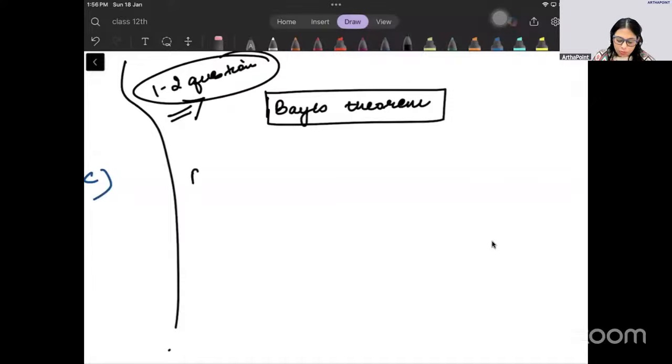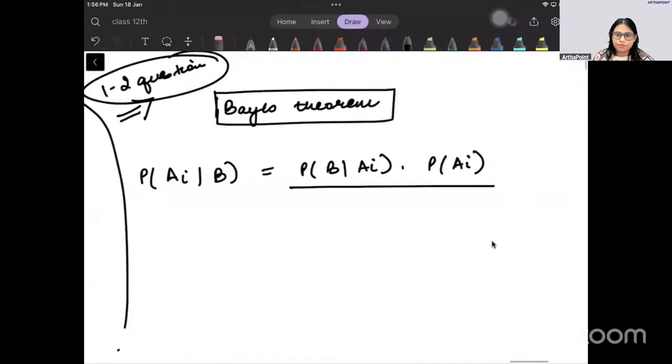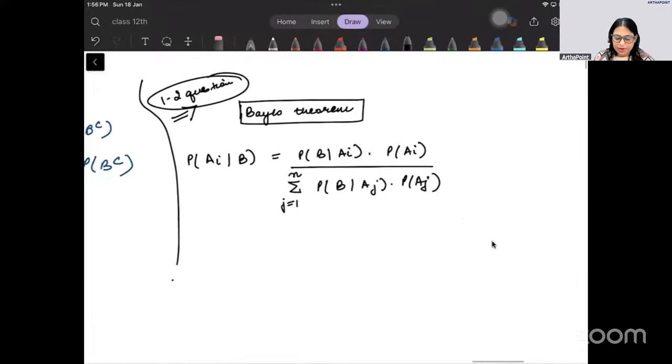So the formula for Bayes theorem is probability of Ai given B is equal to probability B given Ai into probability of Ai upon summation of probability B given Aj into probability of Aj, and j goes from 1 to n. I'll give you some examples, then it will become clear.